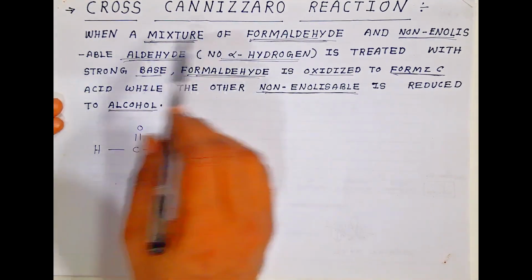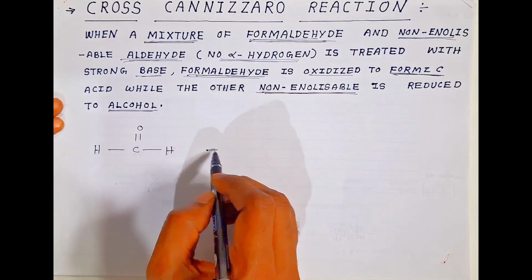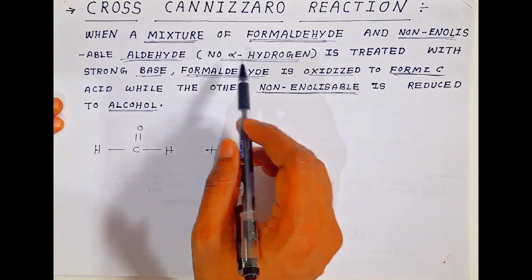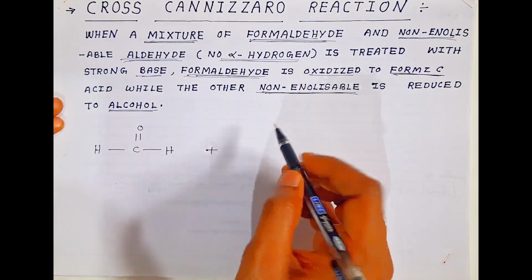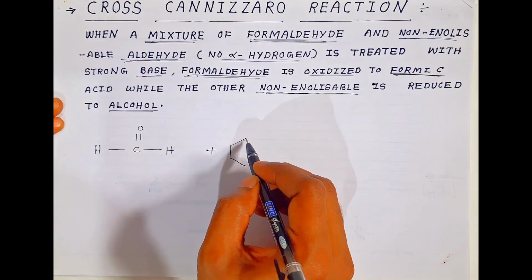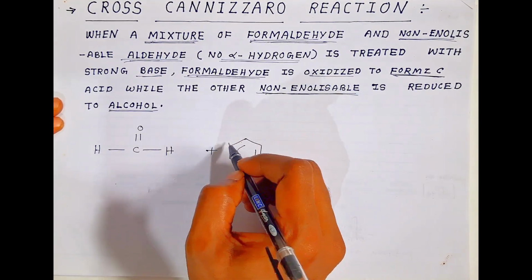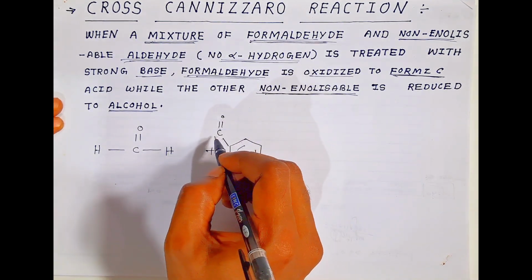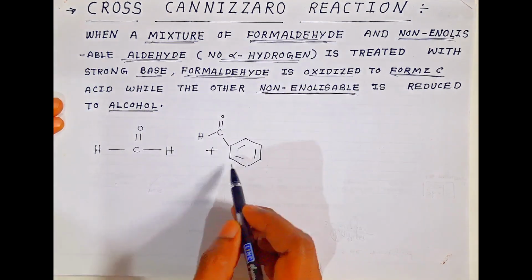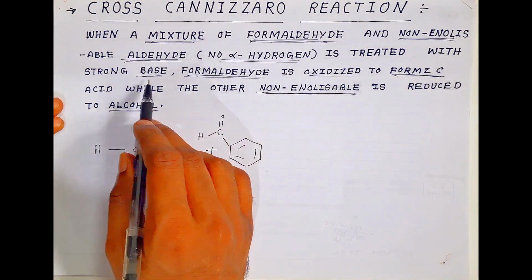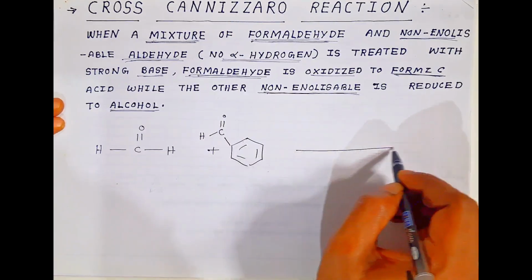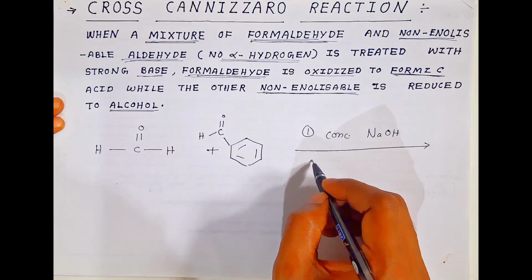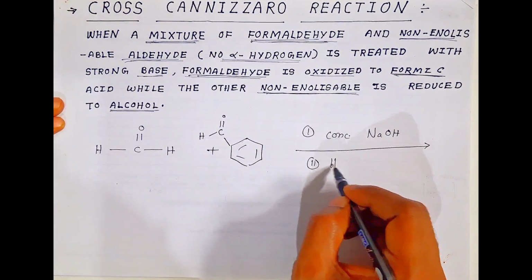So in the cross Cannizzaro reaction, formaldehyde we have to mix with a non-enolizable aldehyde not containing alpha hydrogen. Here, a very famous example, students, is benzaldehyde. This benzaldehyde is treated with a strong base. A strong base is required, students. So you have to add concentrated NaOH, and then you have to acidify with acid, that is H3O+.